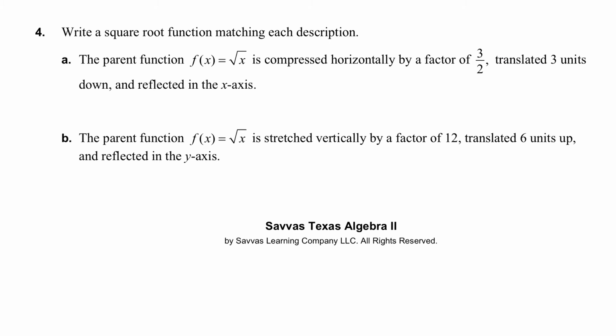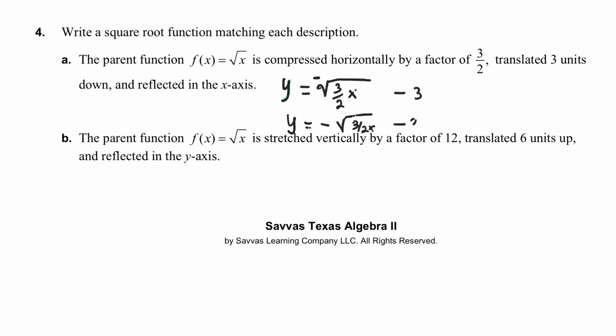For number 4, it says write a square root function matching each description. The parent function is compressed horizontally by a factor of 3/2 and is translated 3 units down and reflected over the x-axis. So it's going to be y equals, and remember, if it's on the outside, it's going to affect the vertical. So therefore, the 3/2 is going to affect the horizontal. It's translated 3 units down, so it's going to have to be minus 3. Reflected over the x-axis, so the negative has to be on the outside. So let me clean this up.